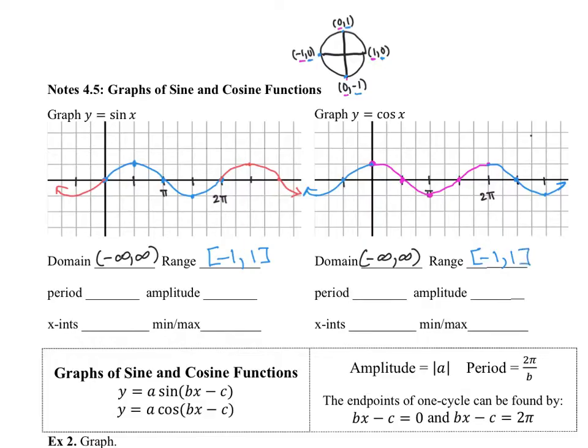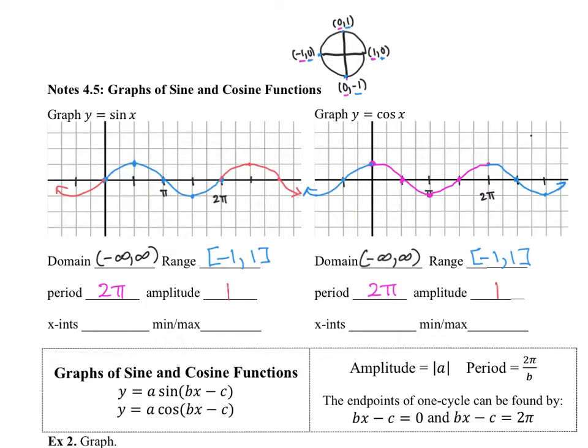The period is how long it takes to do exactly one cycle. That was one loop around the unit circle. So the period is going to be 2 pi for each of these, and then the graph just repeats after that. The amplitude is how far up and down it goes from the midline. In this case, the x-axis is the midline. The graph goes up 1, goes down 1, up 1, down 1. So the amplitude is 1.